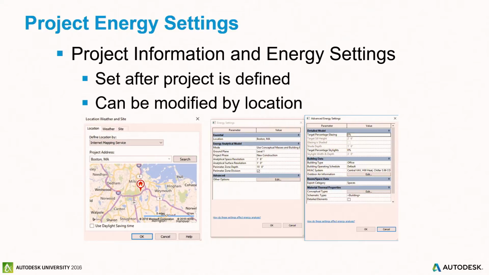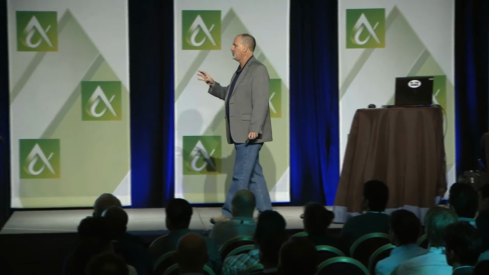Let's go with another show of hands here. How many people are still on Revit 2016? Has anybody gotten 2017.1 yet? Okay, that's good. There have been some changes to energy modeling. We're going to take a look at those in a few minutes. But how many people are on a software release before 2016? Okay, get out.